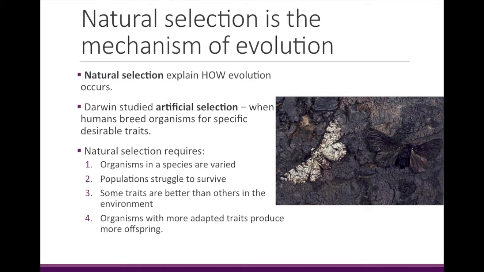The last requirement for natural selection is that the organisms that are better adapted will produce more offspring. So this means that the black moth, who blends in, can have more babies, and the light moth, who gets eaten, will not. So natural selection does not create new variations. It can only work with the variations that already exist in a population.